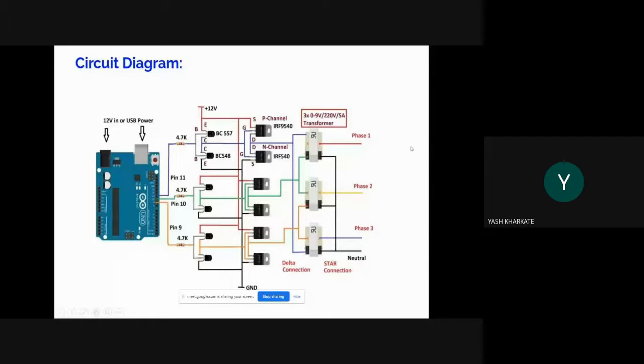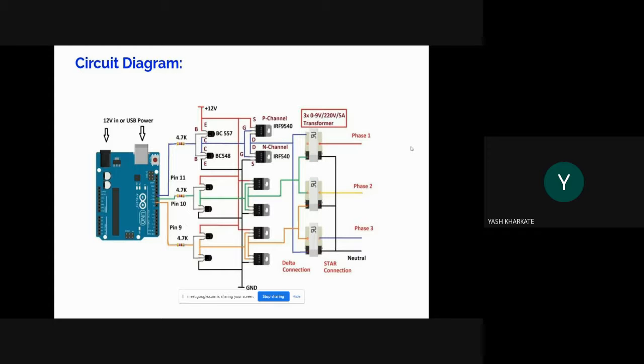Yes, sir. Okay, so the circuit diagram is given. As we know, this is the Arduino board. Arduino Uno is used, which is an open source microcontroller board based on the Microchip ATmega328P microcontroller.